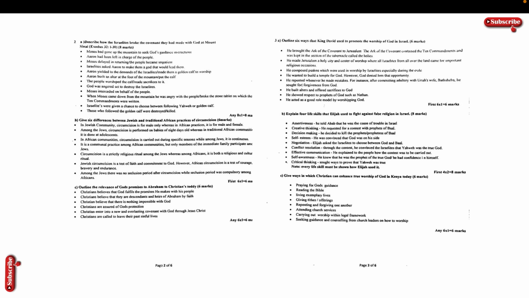Christians also believe that there is nothing impossible with what? With God. There is nothing impossible with God. Also, Christians are assured of God's protection. And Christians enter into a new and everlasting covenant with God through Jesus Christ. And Christians are called to leave their past sinful lives.